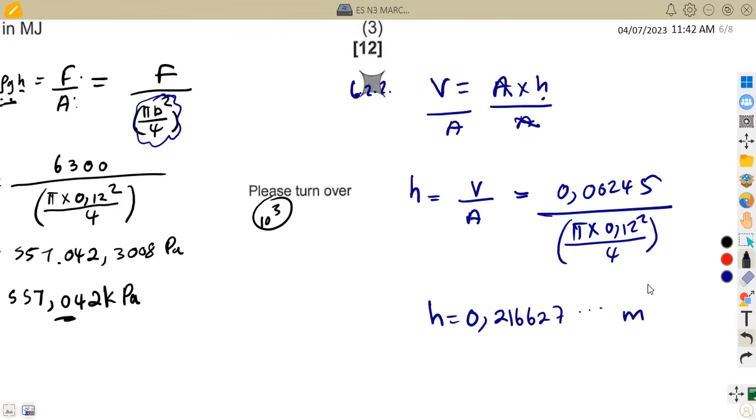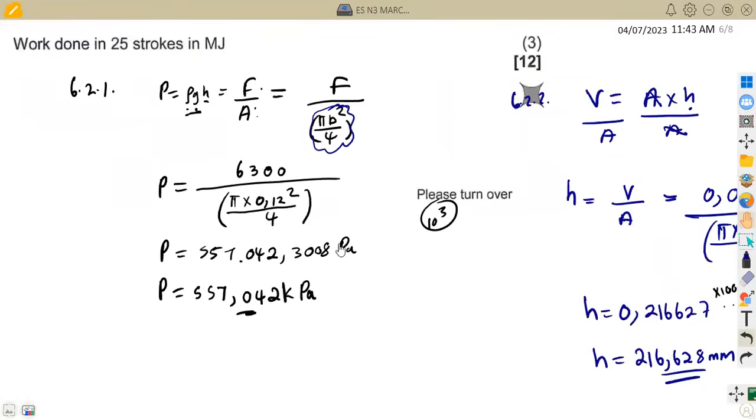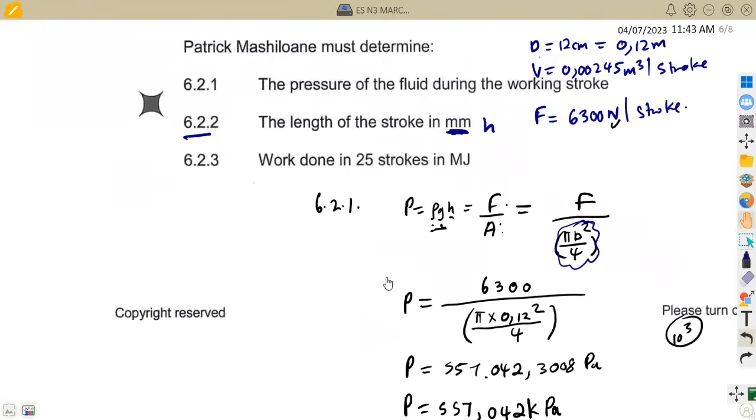But take note, your answer is needed in millimeters, which means we multiply by 1,000, since 1 meter is equal to 1,000 millimeters. So if you multiply by 1,000, this is going to be 216.627 and so on. So we round this off to 8, which is now in millimeters. So that is our h, which is our stroke length. So that was the tricky part of this question, but it's not that tricky.